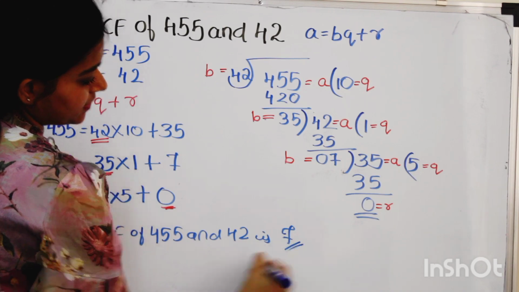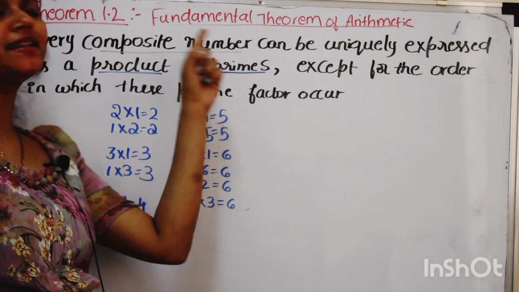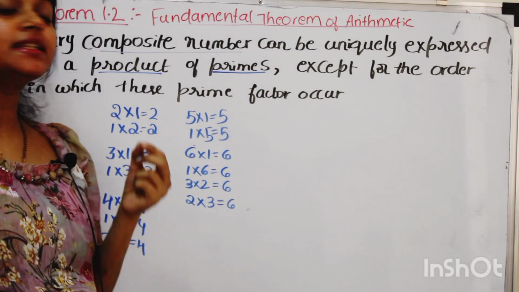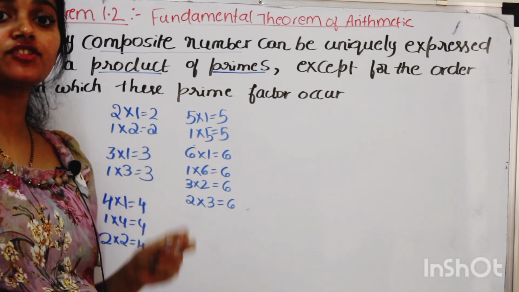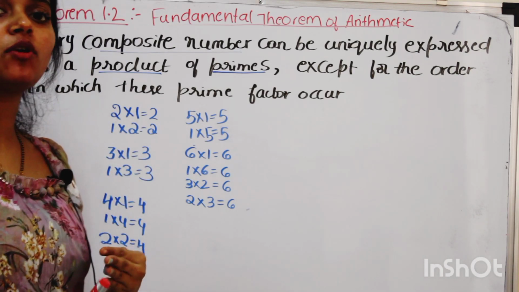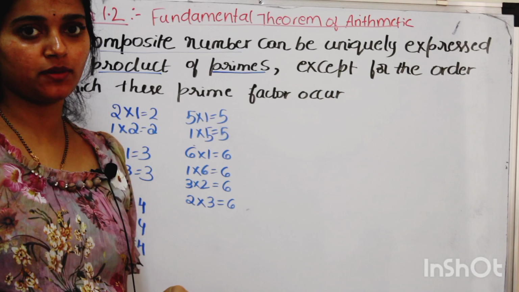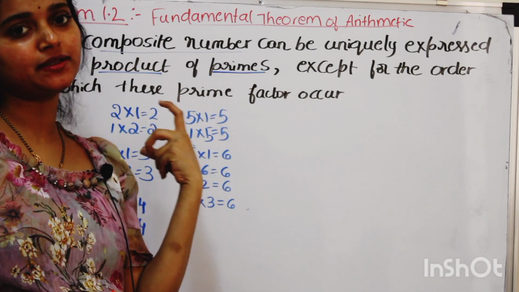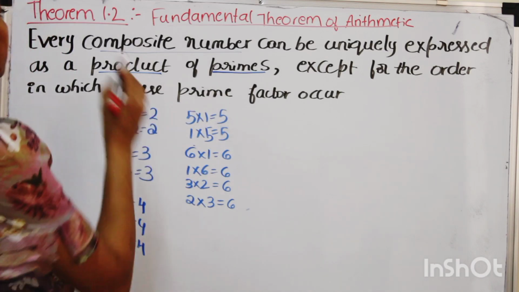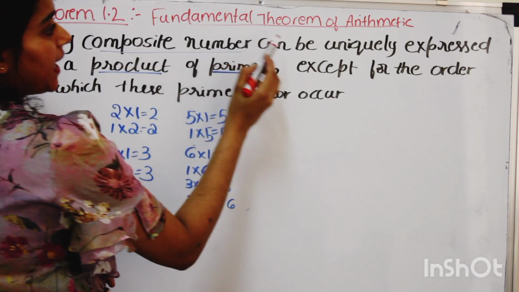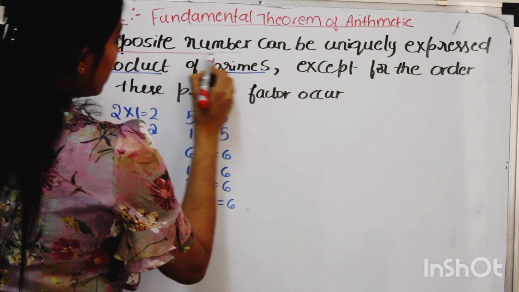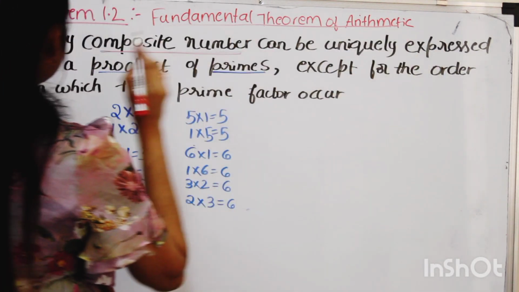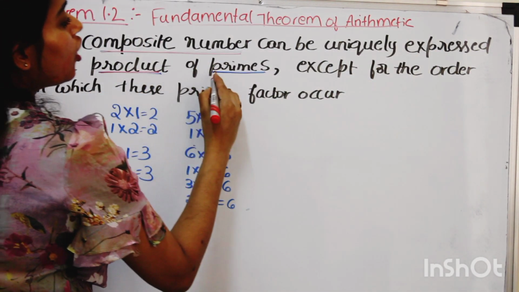So this is theorem 1.2, the fundamental theorem of arithmetic. This is a very important theorem which will help in the next problem. The fundamental theorem of arithmetic: every composite number can be uniquely expressed as a product of primes.